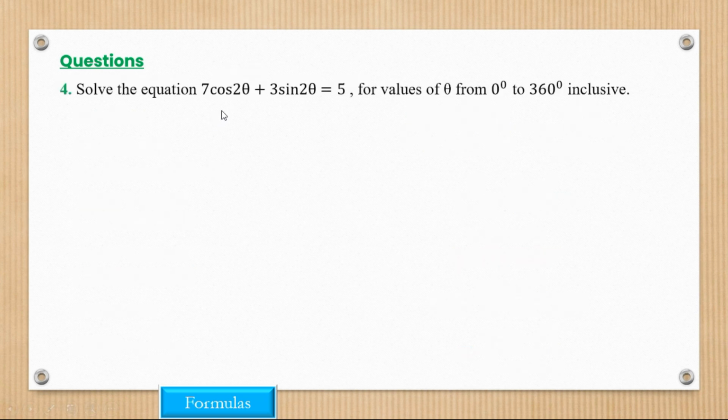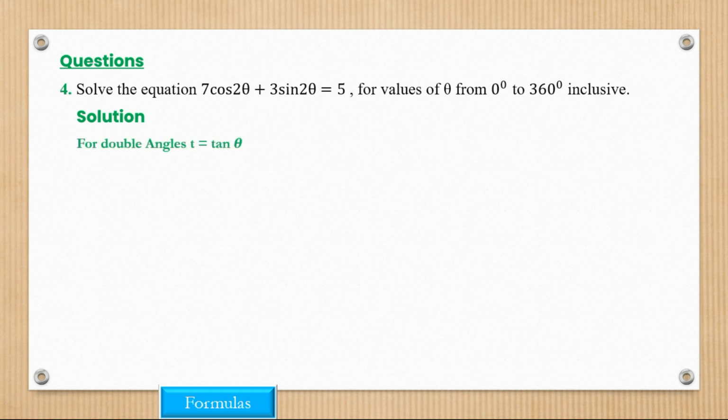Right, so for example number 4, we're given: solve the equation 7 cos 2θ + 3 sin 2θ = 5 for values of θ from 0 to 360 inclusive. Now when someone looks at this example, they may almost get the idea of changing both of these and simplifying them. But this is actually a question that needs the t formula, because both terms are already in double angle form, so it's not necessary for us to simplify them. We can just use the t formula directly.